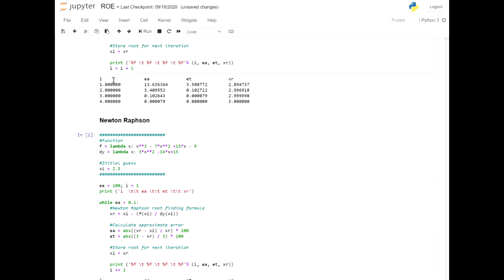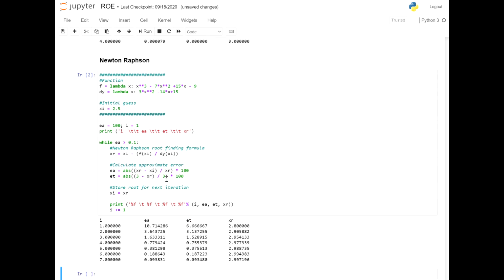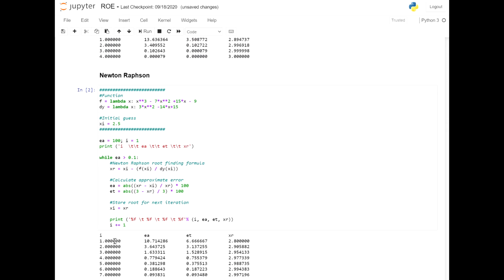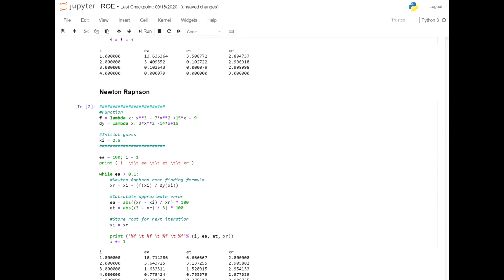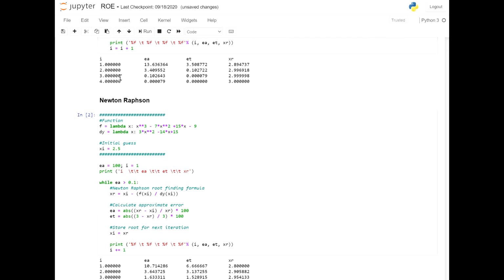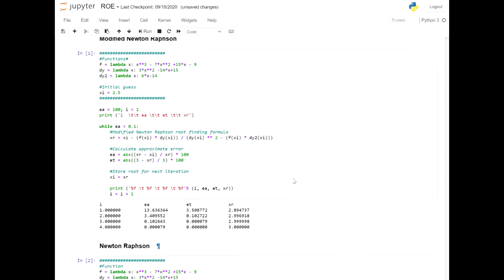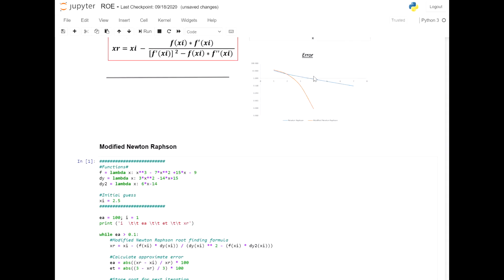But after only 4 iterations of the modified, we're actually at 0.000079. So we're even below an error of 0.001. In 7 iterations of the Newton-Raphson, we didn't even reach the accuracy of only 4 of the modified Newton-Raphson. This captures what I meant by quadratic convergence as opposed to linear convergence, as you can see here.